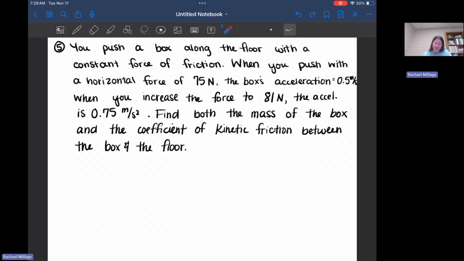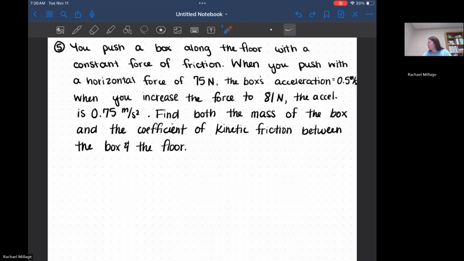Okay, 2 more questions. You push a box along the floor with a constant force of friction. When you push with a horizontal force of 75 newtons, the box's acceleration is 0.5 meters per second squared. When you increase the force to 81 newtons, the acceleration is 0.75 meters per second squared. Find both the mass of the box and the coefficient of kinetic friction between the box and the floor.